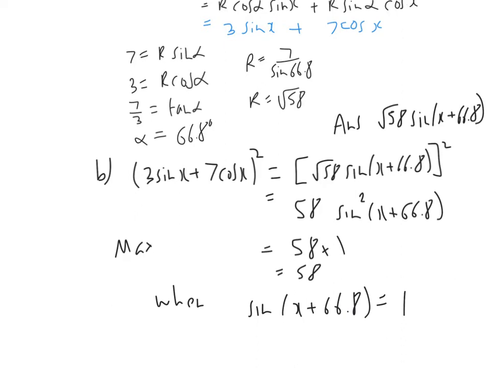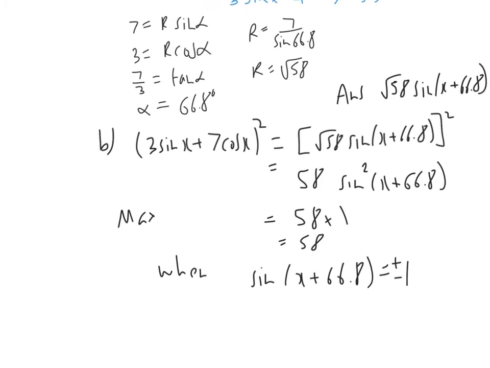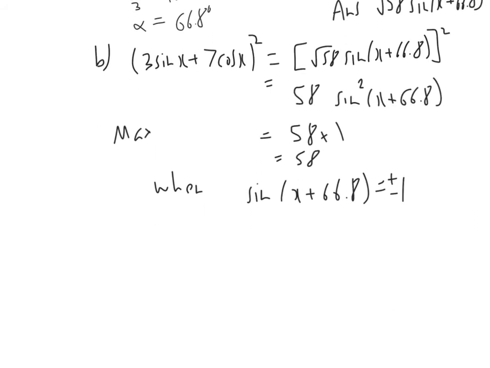Now as well, actually, because it's a squared function, if sine was equal to minus 1, when you square it you'd get 1 as well. So there's two possibilities in this question. There's a little bit of a twist. So sin(x plus 66.8) could be plus or minus 1. They both would give you a maximum because of the square. So solving that, the principal value would be the inverse sine of 1, which is 90 degrees.